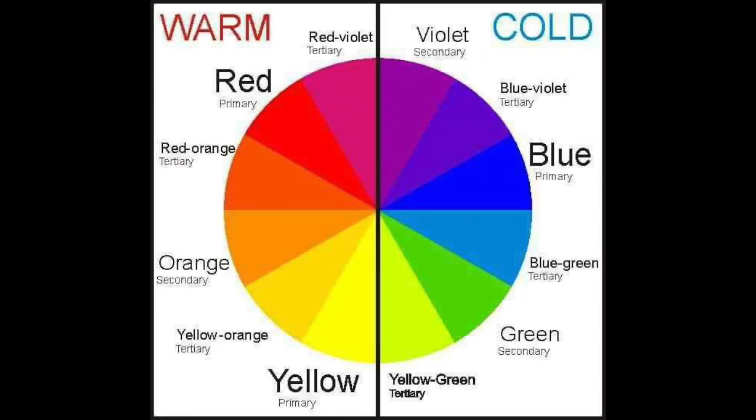Okay, now I want to discuss the difference between warm colors and cool colors. Warm colors are colors that make you think of things that are hot, like the sun or fire. Good examples of warm colors are red, orange, and yellow. Cool colors are colors that make you think of things that are cold, like ice water or a winter day. Good examples of cool colors are blues, purples, and greens.